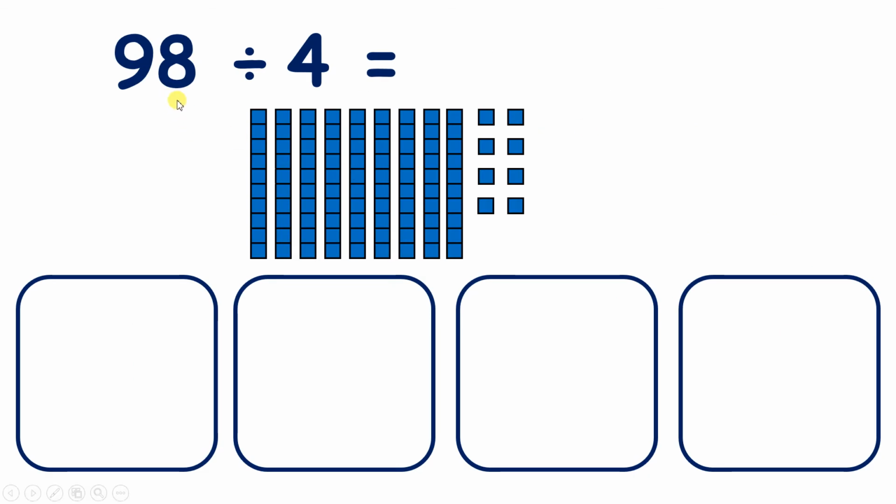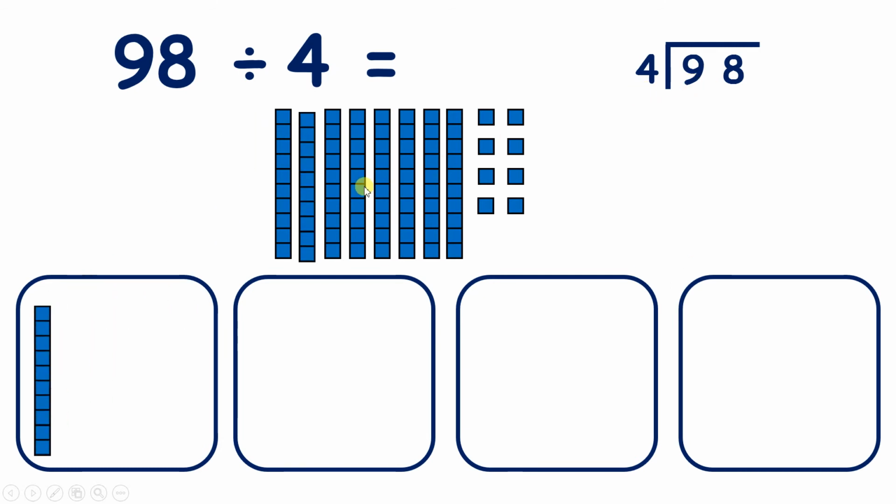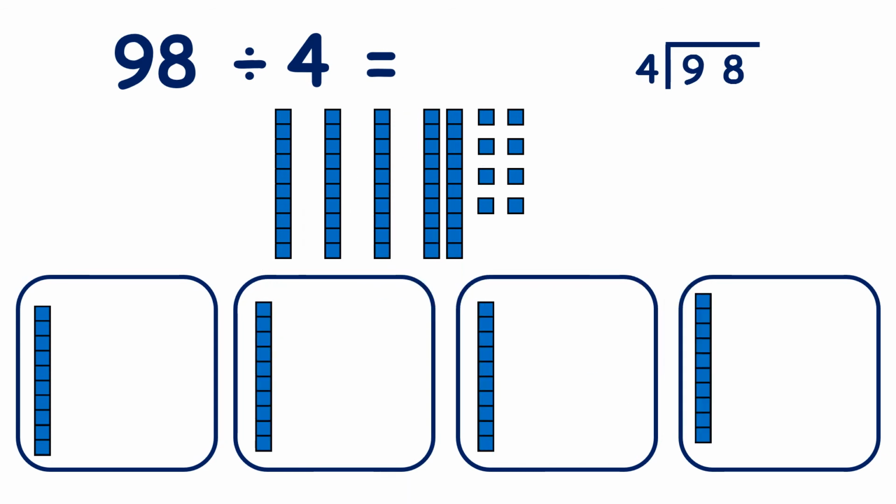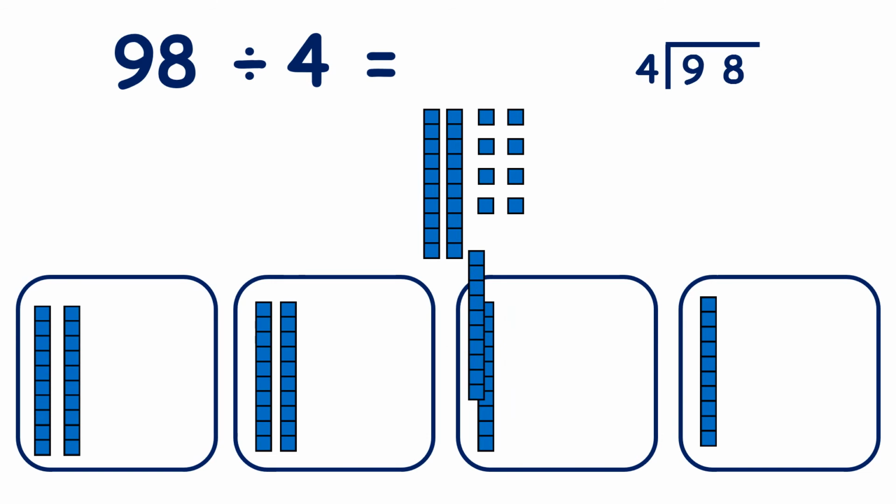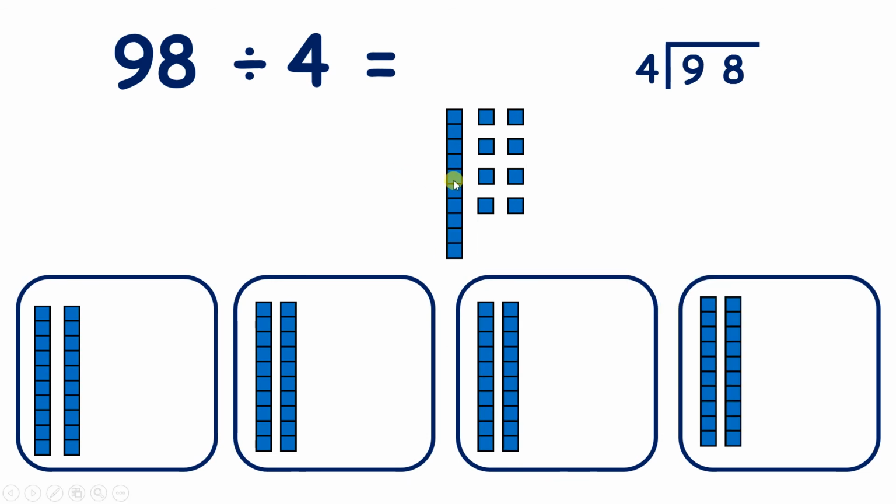Now we have 98 divided by 4. So let's write that out. And let's start by sharing out our 9 tens between 4 groups. But we can't share out this 9th 10 because with division we need to share equally. So we're only able to share out 8 tens, which means we have 2 tens in each group, because 8 divided by 4 is 2.